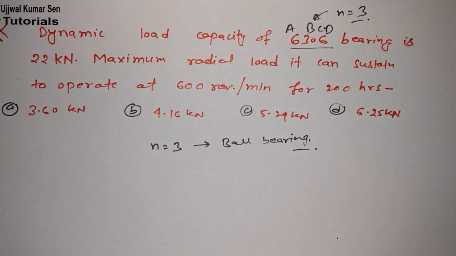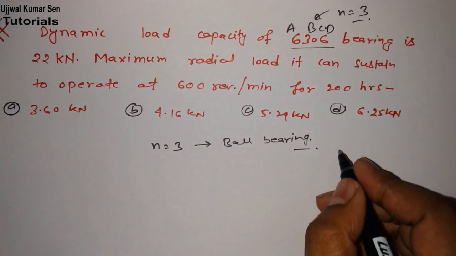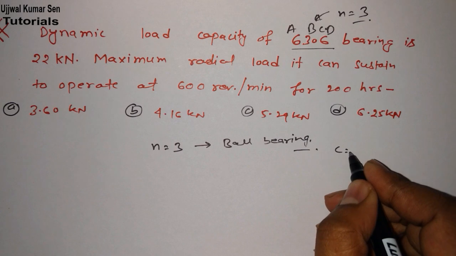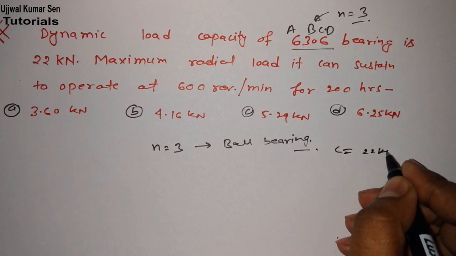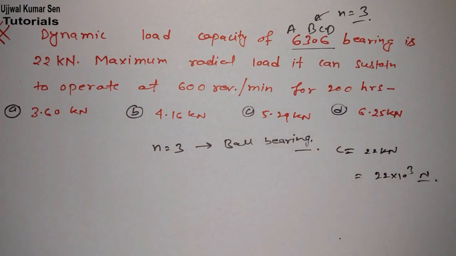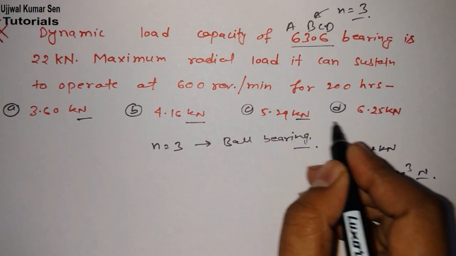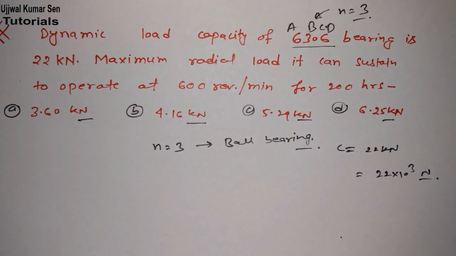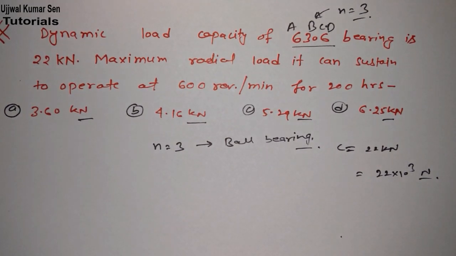So now let's go for it. Dynamic load capacity, I have shared with you what dynamic load is. That is C is equal to 22 kilonewton. That means 22 multiplied by 10 to the power 3 Newton. Always try to convert all things into Newton since they are in SI, but they have it in kilonewton, so we can convert it later also, no big deal, right? So what we got here: n is equal to 3, C is equal to 22 kilonewton.